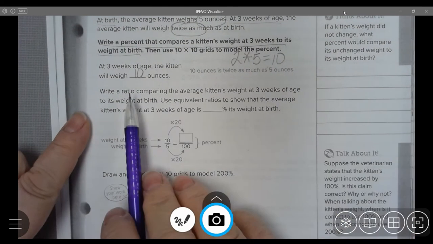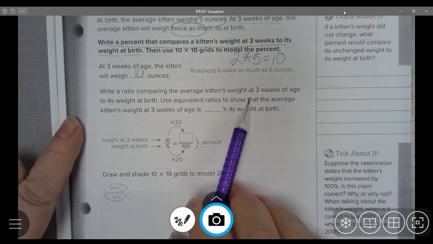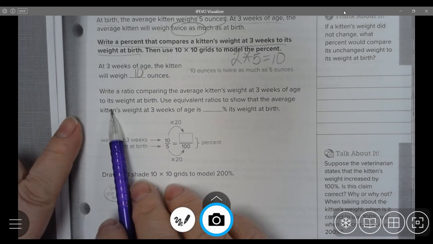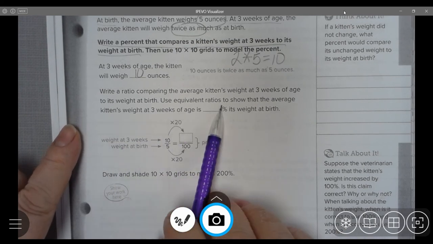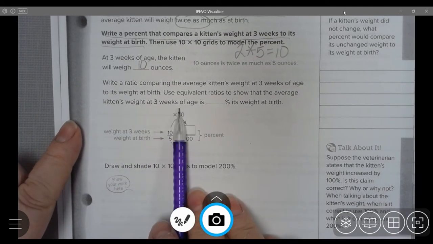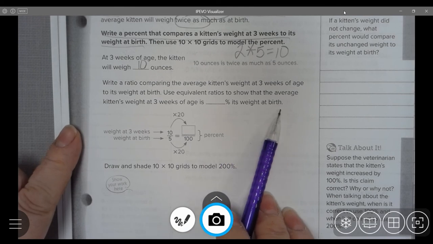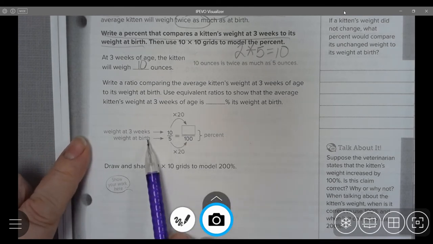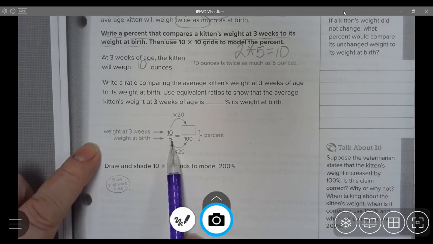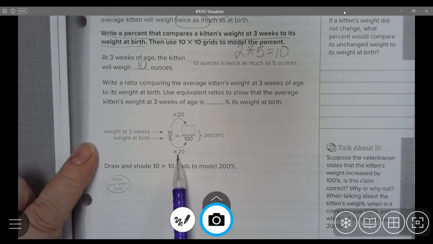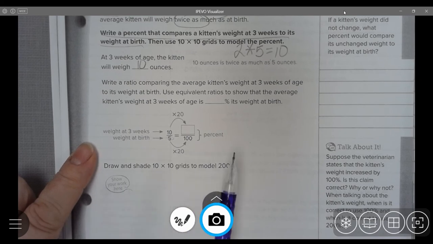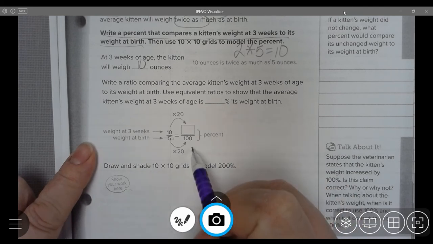twice as much. Write a ratio comparing the average kitten's weight at 3 weeks of age to its weight at birth. Use equivalent ratios to show the average kitten's weight at 3 weeks of age is blank percent its weight at birth. So let's talk about this. Here its weight at birth is 5. Its weight at 3 weeks would be 10. So we're changing this into a percent. And we know that with the 5, we can multiply it by 20 to get 100. Because remember, a percent is comparing to 100.